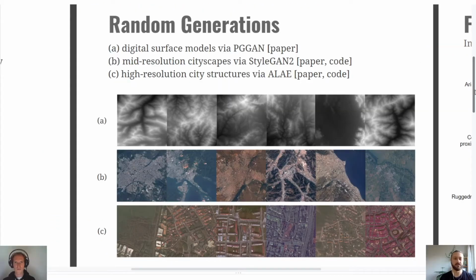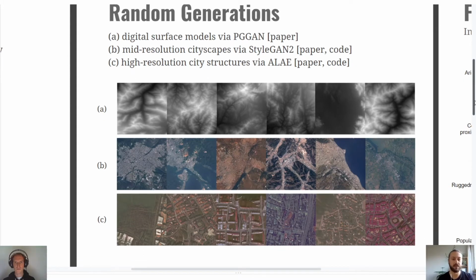We tackled 3 different datasets with 3 different models. Below you can see the randomly generated model outputs. We started with the easiest problem, only generating a single channel surface model. For this problem we used the progressive growing GAN. Next, on the Sentinel-2 cityscapes data, we trained StyleGAN2, which is the state-of-the-art generative adversarial network. And finally, on the WorldView 2 data, we trained an adversarial latent autoencoder, which is a hybrid of GAN and AE model based on the StyleGAN architecture.